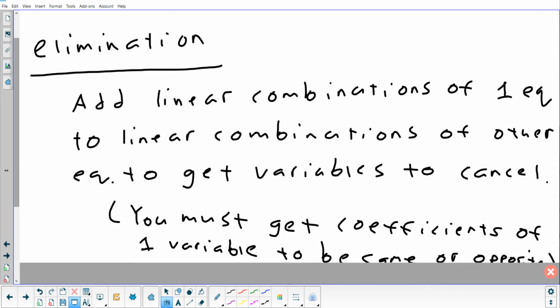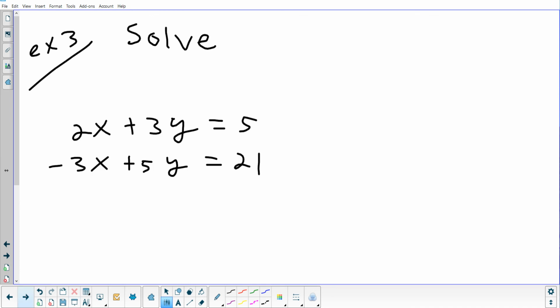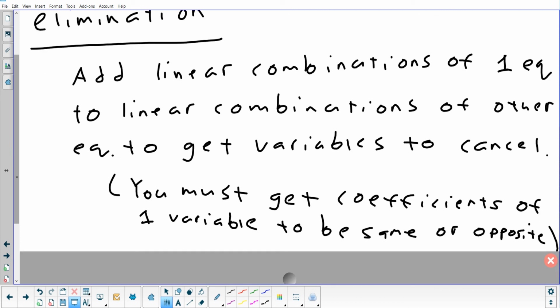And the idea with elimination is you look at your equations and they have to have the same format. Like x is in a column, y is in a column, constants in a column. And what you do is you try to get the coefficients of one of the variables to be opposites. You could do the same, but let's just say opposites. If you do opposites, then you can add them. If you do the same, then you'd have to subtract them. We'll just do opposites.